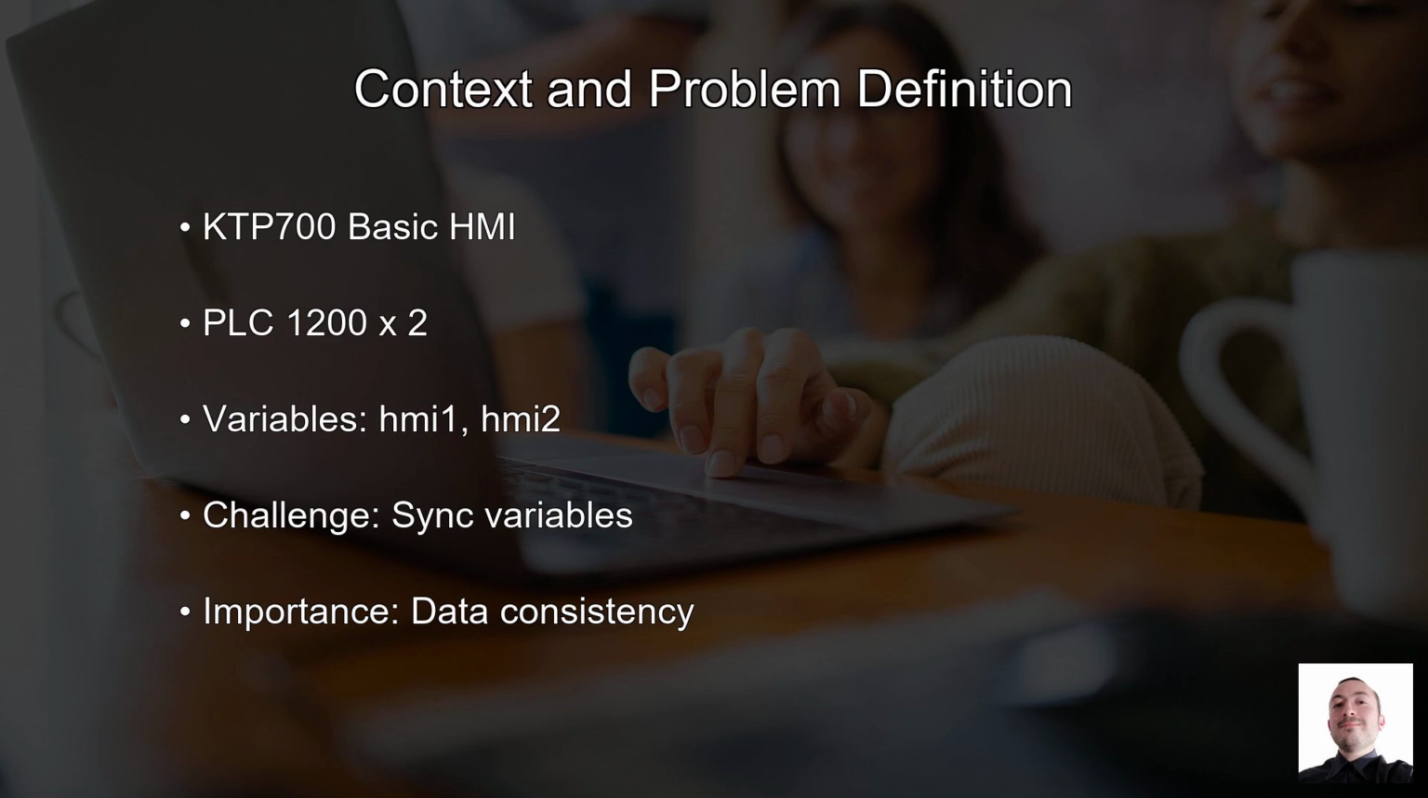Imagine you're working with a KTP700 basic HMI connected to two PLC 1200s. You've designed variables for each PLC, labeling them Me1 and Me2. Now, here's the challenge: certain variables across these two PLCs need to maintain the same value. The question is, can these variables be synchronized in individual fields?